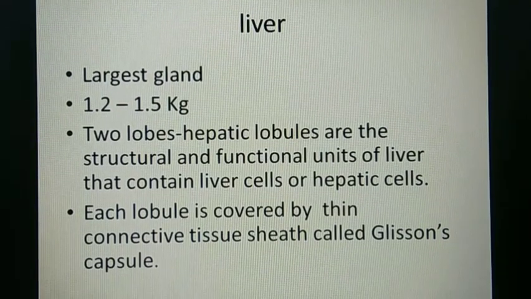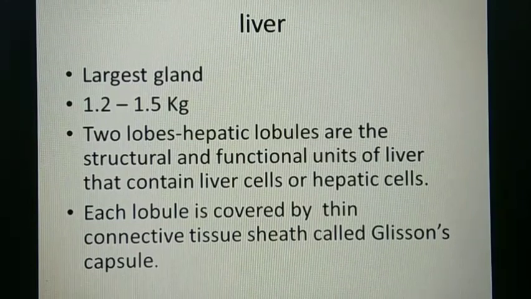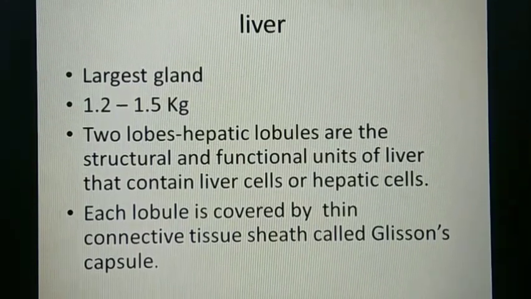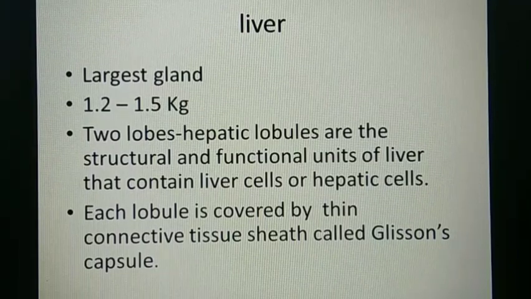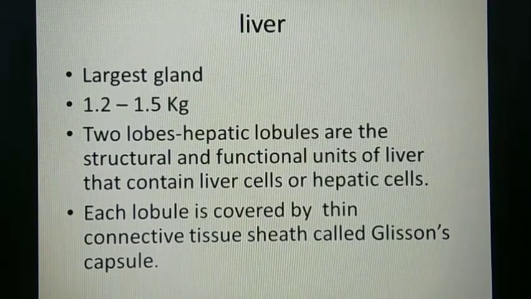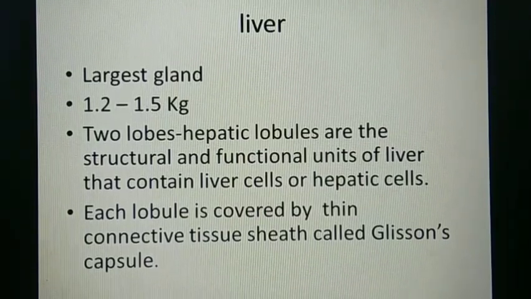Next digestive gland is the liver. Liver is the largest gland in our body. It weighs around 1.2 to 1.5 kg. It consists of two lobes and it is situated in the upper right region of the abdomen, just below the diaphragm.